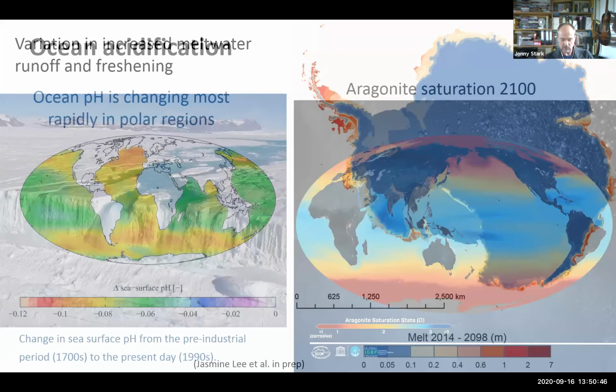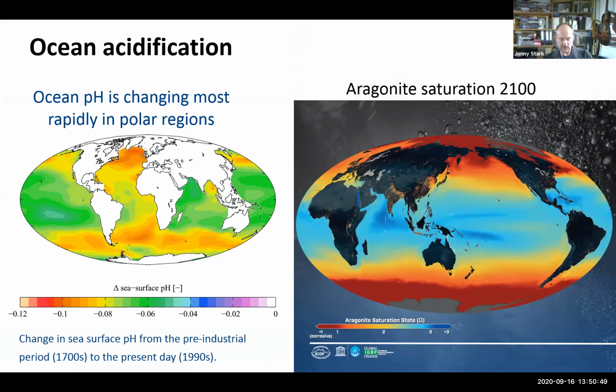Ocean acidification. Well, pH is changing more rapidly in polar regions than in other areas of the globe. And carbonate levels are actually predicted to be seasonally undersaturated in coastal waters within the next few decades, and potentially permanently undersaturated in surface waters by the end of the century under business as usual emissions. So polar ecosystems are likely to be among the first to be affected by ocean acidification.